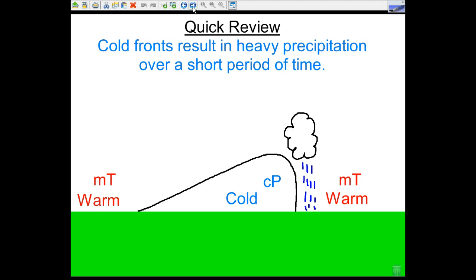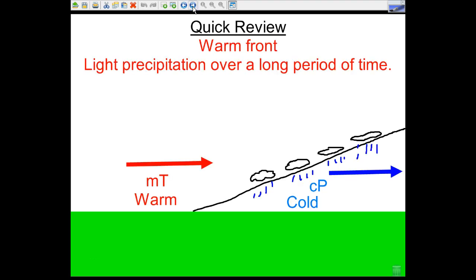In order to talk about occluded fronts, we need to do a quick little review of cold fronts. This is what a cold front looks like. Remember, heavy precipitation for a short period of time. The other thing we need to review is a warm front, light precipitation over a long period of time.